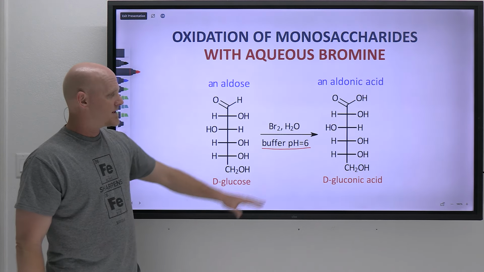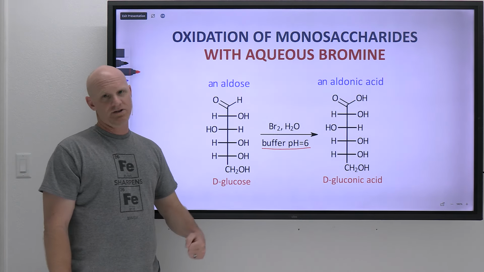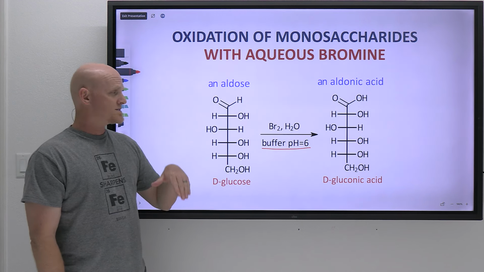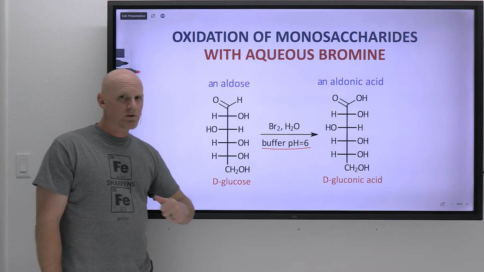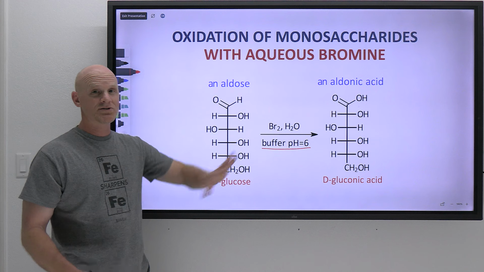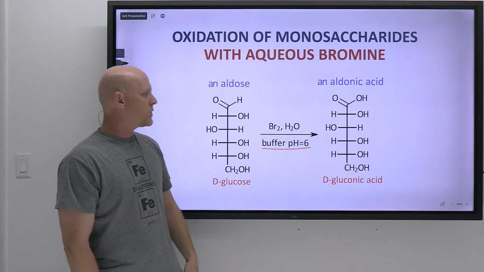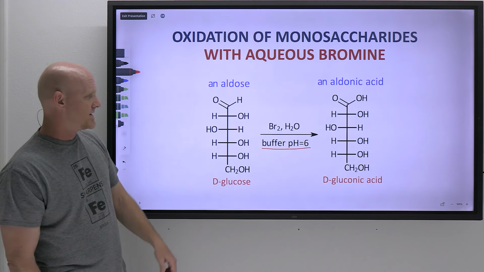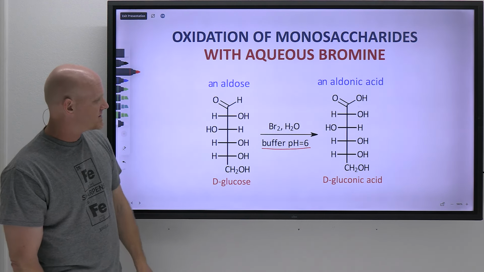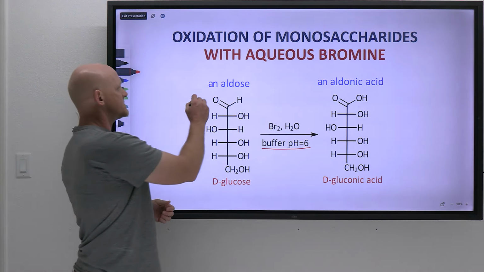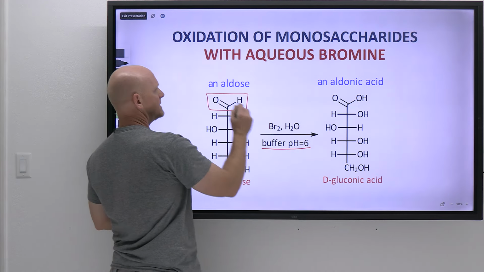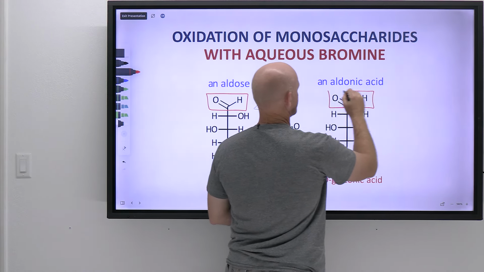The idea is that at pH 6, we're under mildly acidic conditions. The reason that's important is that the epimerizations and isomerizations that were possible under basic conditions are not going to be possible here. That'll have one important repercussion, as we'll see in a little bit. But it's buffered under mildly acidic conditions. In this case, we're going to oxidize an aldehyde to a carboxylic acid.